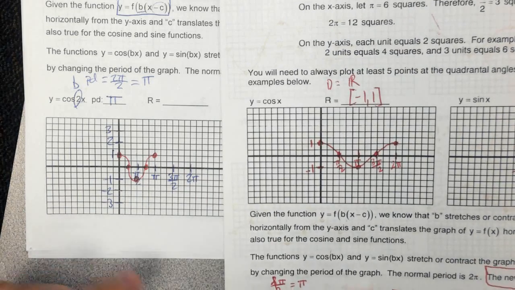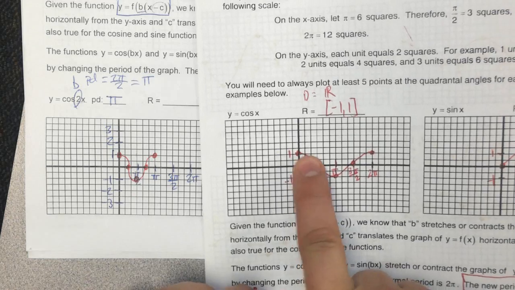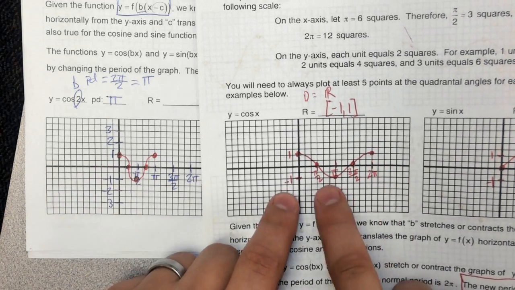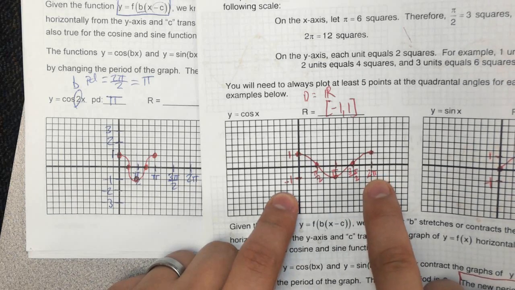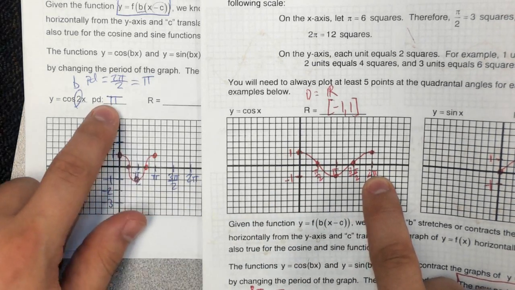Now compare that to what this regular cosine function looks like right here. See, we start at 1 and we end at 1. That's still the same. But if you look, we go from 0 to 2 pi on our regular one, and on this one we only go from 0 to pi because that's our new period.